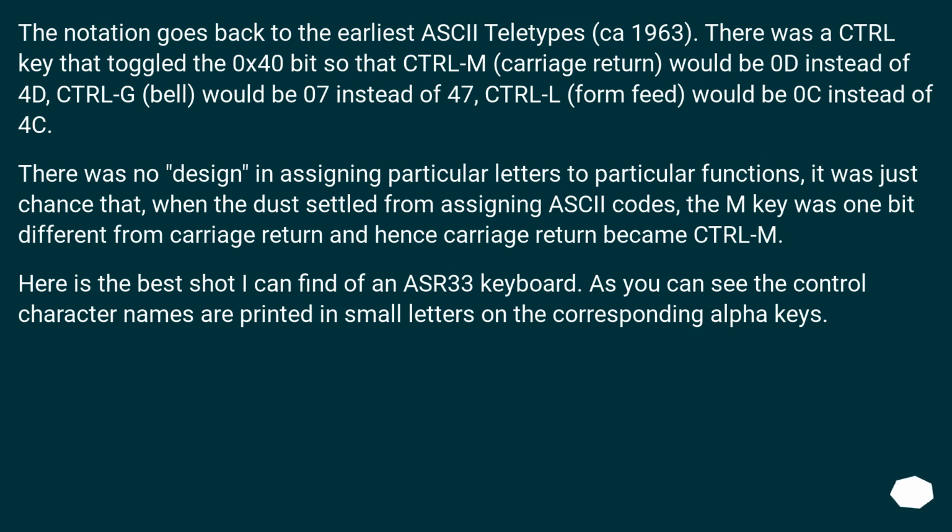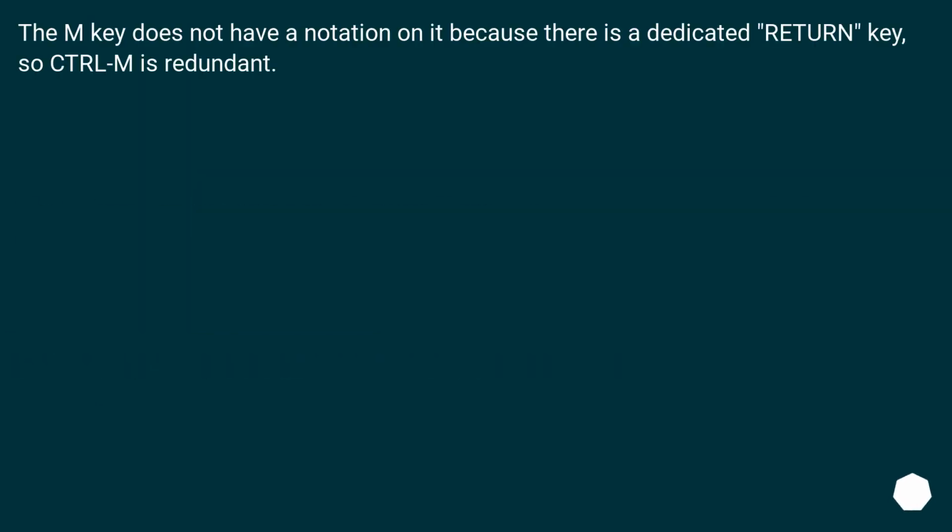As you can see, the control character names are printed in small letters on the corresponding alpha keys. Image by Marcin Wichary, user aleph1, derived, cropped, from file ASR33.jpg, CC BY 2.0, via Wikimedia Commons. The M key does not have a notation on it because there is a dedicated return key, so Control-M is redundant.